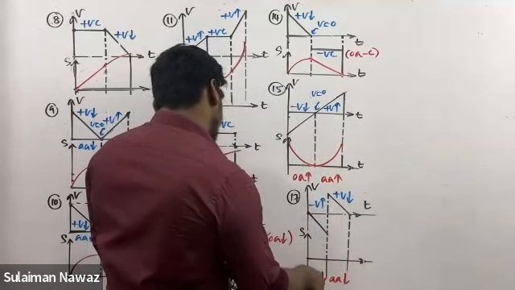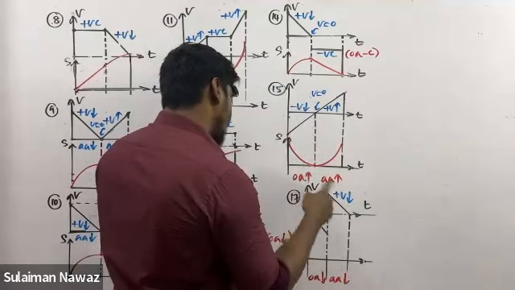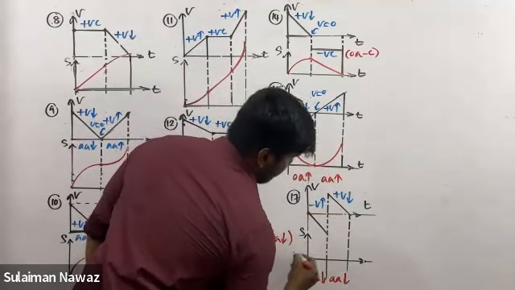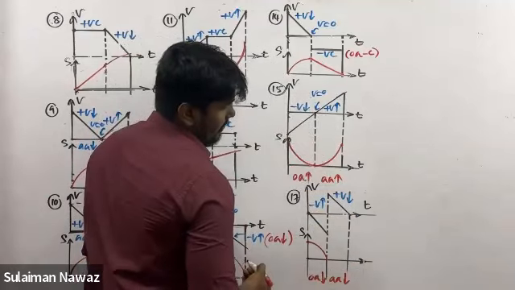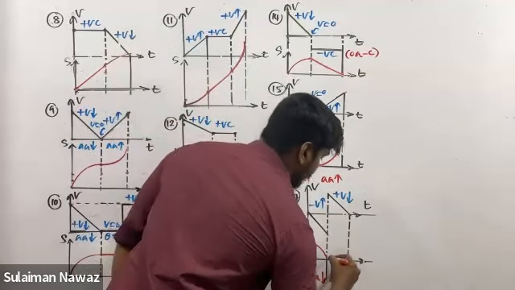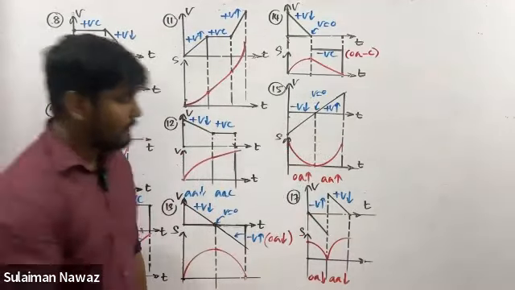Obtuse angle decreasing. How do I draw obtuse angle decreasing? Acute angle decreasing means something like this.